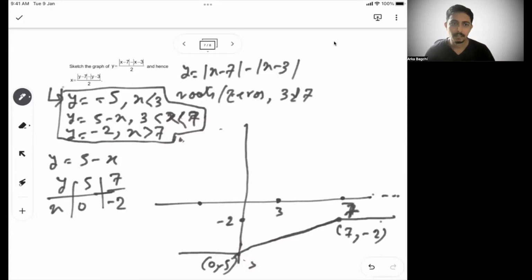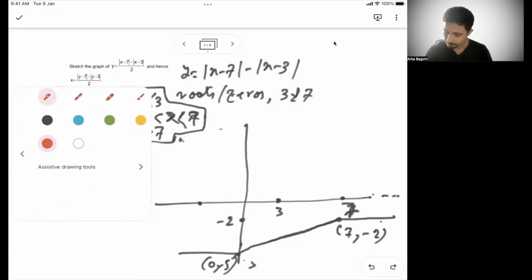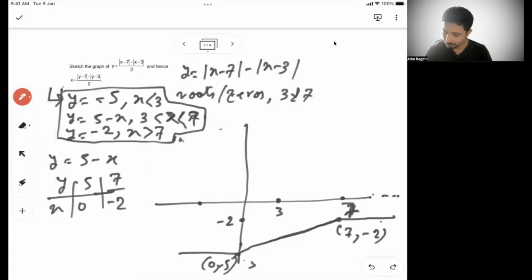Okay. Now x equal to y minus 7 and y minus 3 by 2. The same thing will be happening for the x. So x will follow the way y is following. Now y will have a 3 and 7. So let's say this is 3, and let's say this is y as 7.